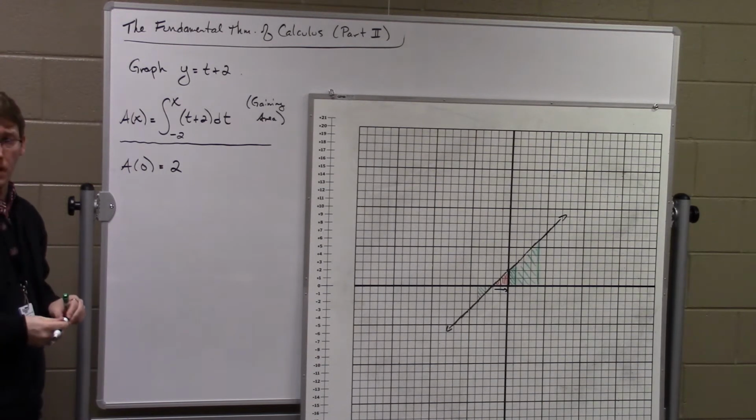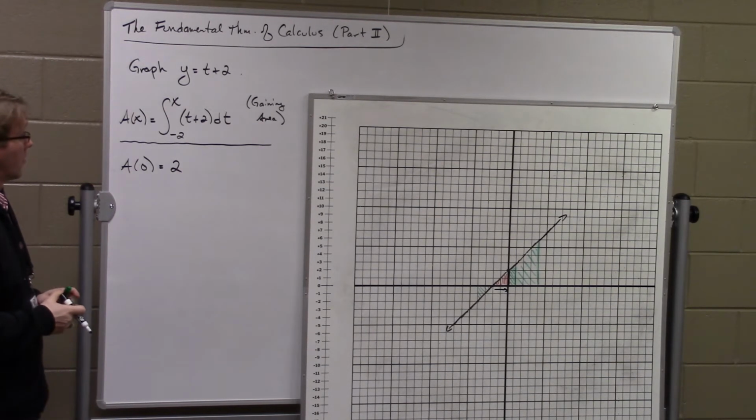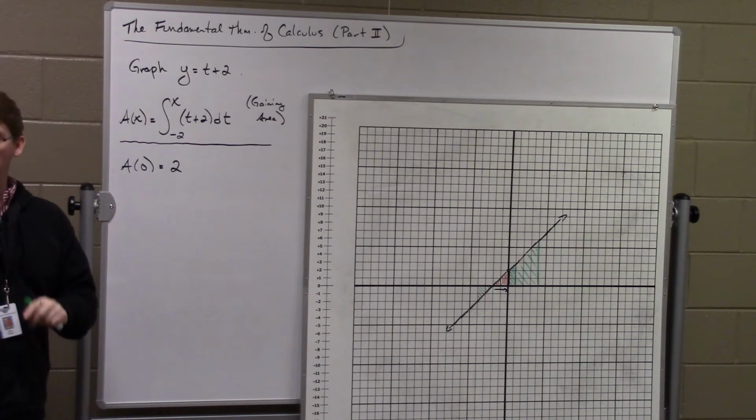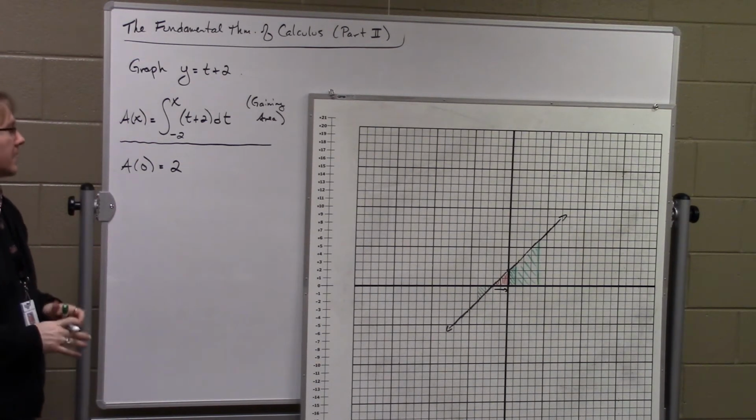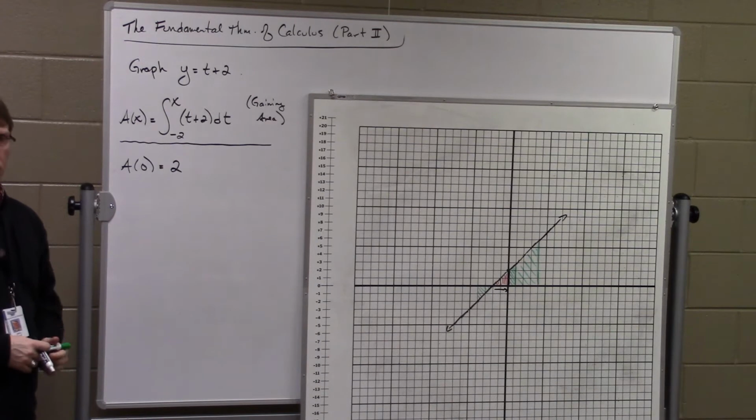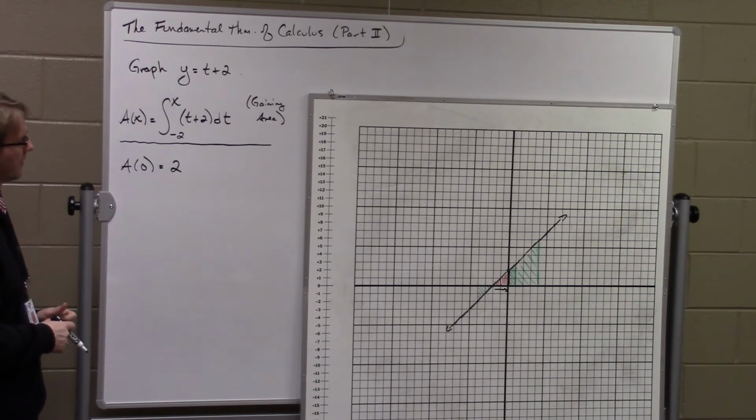So your a is always your reference point. The little a, the number on the bottom, is always our starting point. And then we're gonna let it go until we decide to stop gaining area, or losing area, yeah.